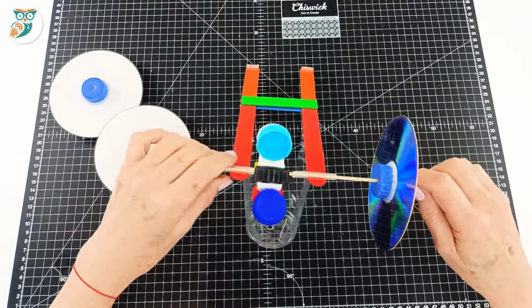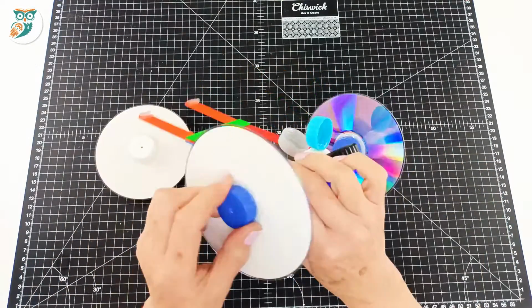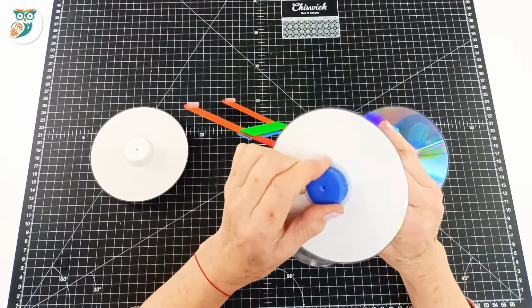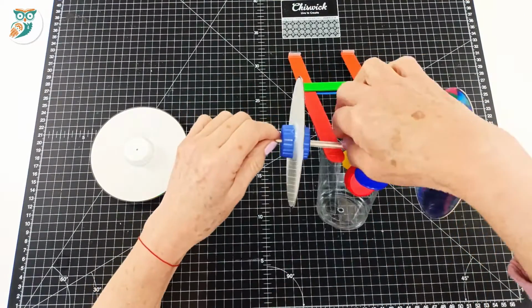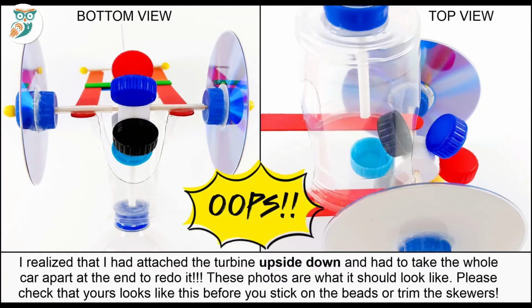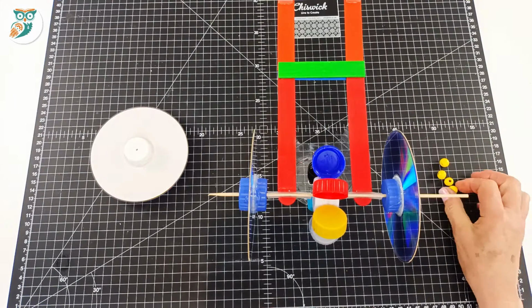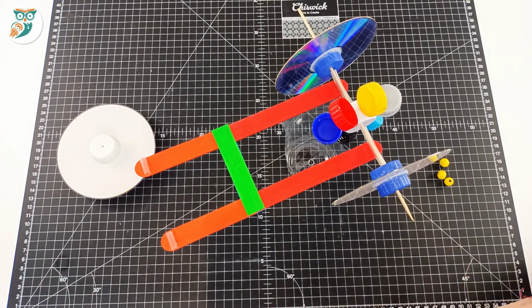Now, if you're paying attention, you probably noticed we did something wrong here. So this is the back of our car, and we put our turbine on backwards. So we ended up having to take apart our car and reassemble it. So we're going to make sure that we have those bottle caps the right way. You want the water going into the open part of the bottle cap. You don't want it hitting the back of the bottle caps because you want that little bit of weight, which is going to help it spin faster.